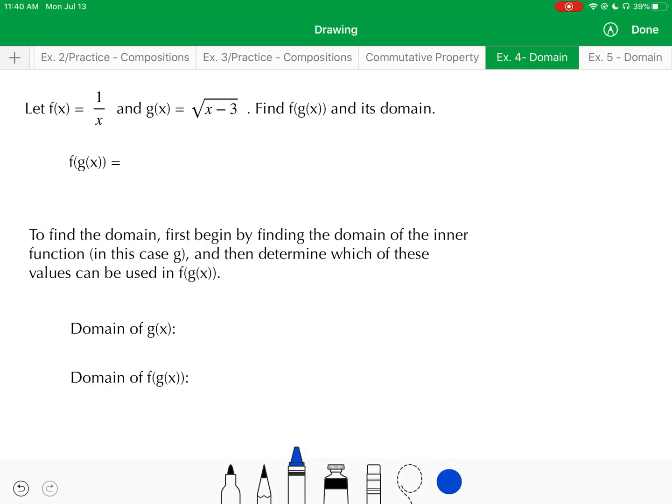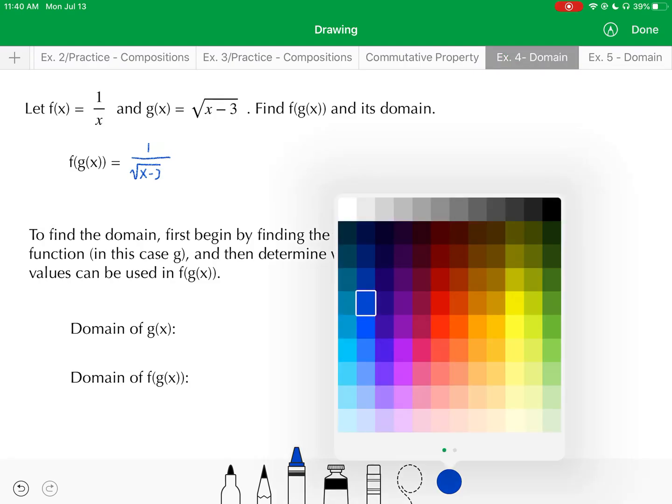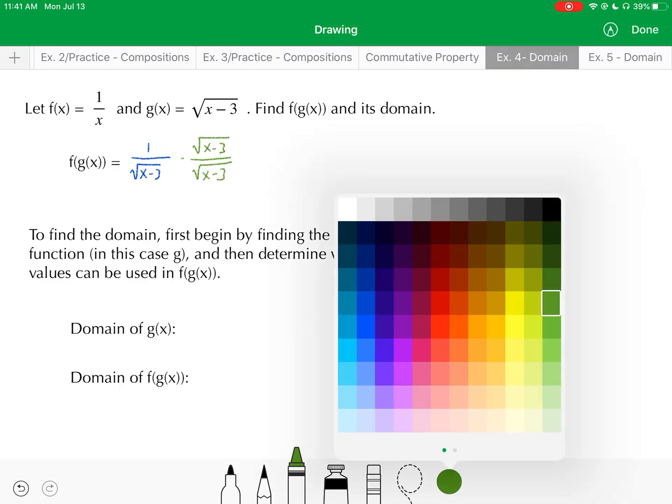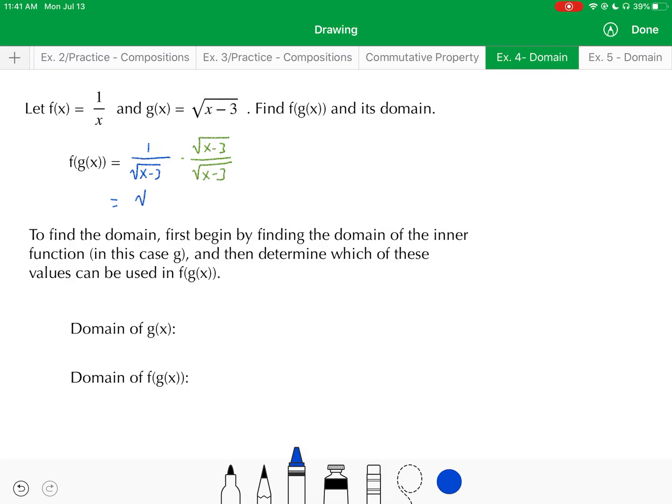The composition itself is not too terribly challenging here. F of g of x would simply be 1 over the square root of x minus 3. I'm just plugging g into f. And now I simplify. I'm going to rationalize by using a clever form of 1. And that's going to take me to the square root of x minus 3 over x minus 3. And there's my resulting composition.